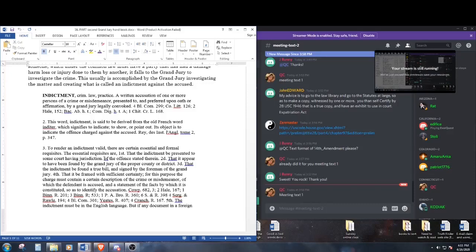So we're not going to go along with that. The word indictment is said to have been derived from the old French word inditter, which signified to indicate, to show, to point out. Its object is to indicate the offense charged against the accused.